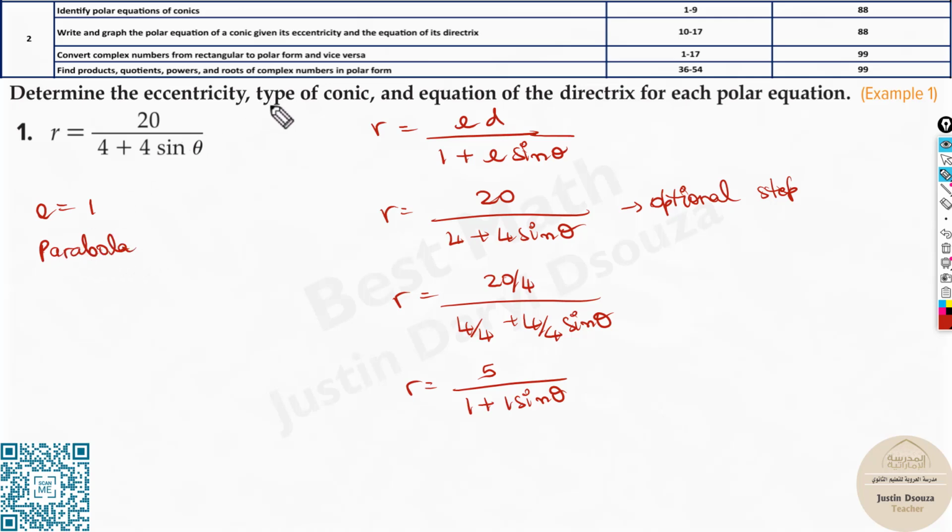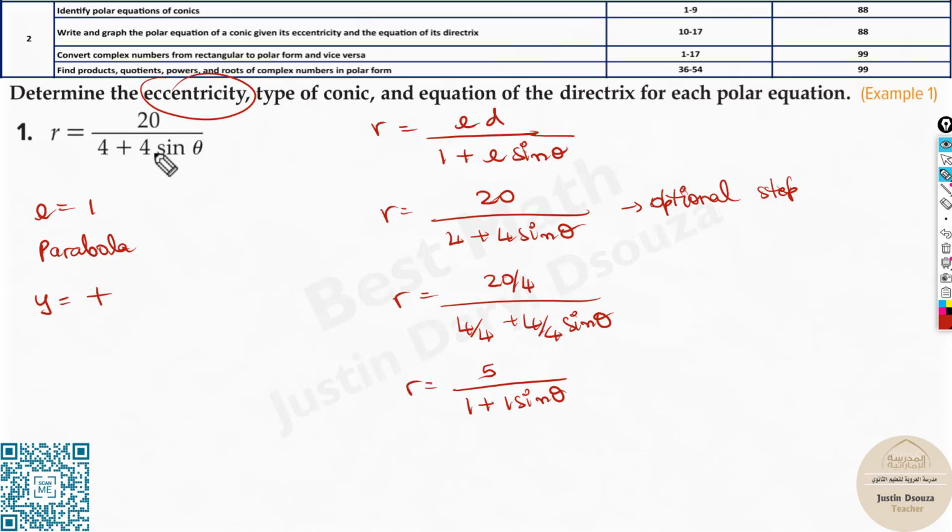And what next? You can write eccentricity. First write this term and then write e is equal to 1. Then type of conic, beside this or above this, and then write parabola. And then what is the equation of directrix? Since it's sine, I have to write y equals, what is the sign over here? Positive sign.